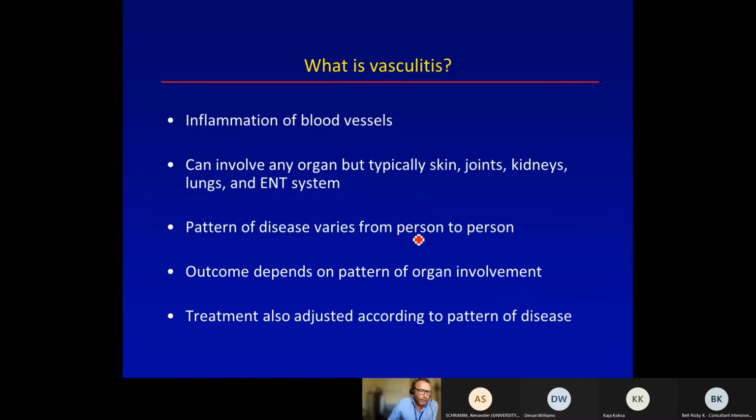So as I've alluded to, it's an inflammation of blood vessels. It is a multi-system disease, so any organ that you can think of can be affected by vasculitis, but it typically involves the skin, joints, kidneys, lungs, and the ENT system. So those are the commonest involved. Every person with vasculitis is different. Their pattern of disease tends to be very different from the next person. And the outcome for the patient really depends on the organ involvement, as you might imagine. And as I'll show you a bit later, the treatment of vasculitis tends to be adjusted to the prevalent pattern of disease in the individual patient.